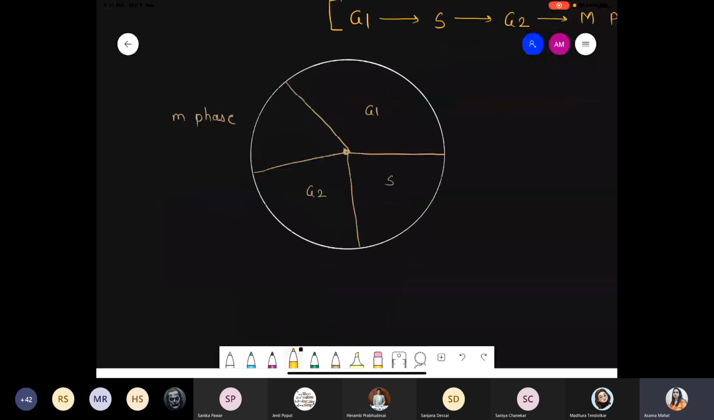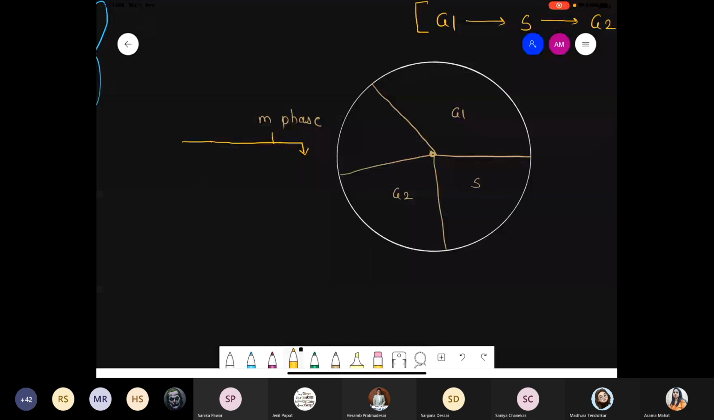M phase, that is the mitotic phase, the cell division phase. It is divided into two types. Number one, karyokinesis. And what is the meaning of karyokinesis? Tell me. What's the meaning of karyokinesis? And followed by number two, cytokinesis.